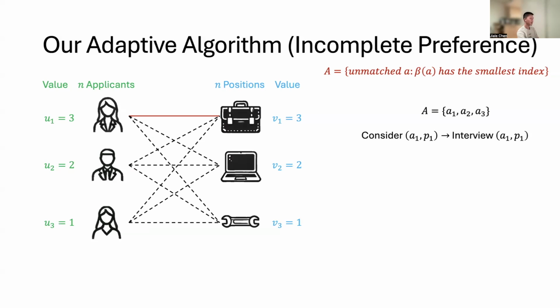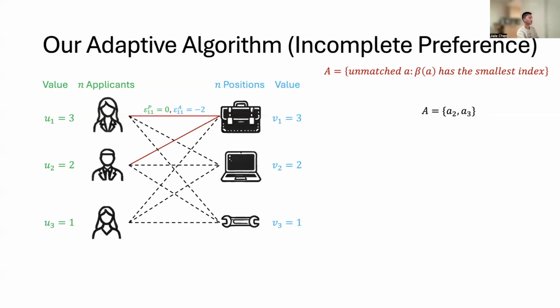The algorithm discovered that they have not interviewed each other, so an interview is going to be conducted. Let's assume that the result of the interview is not pretty good, meaning that the first applicant does not like the first position, and the observed utility of the position becomes 3 minus 2 equals 1. So now the first applicant actually prefers the second position to the first one. And then we move to the next step.